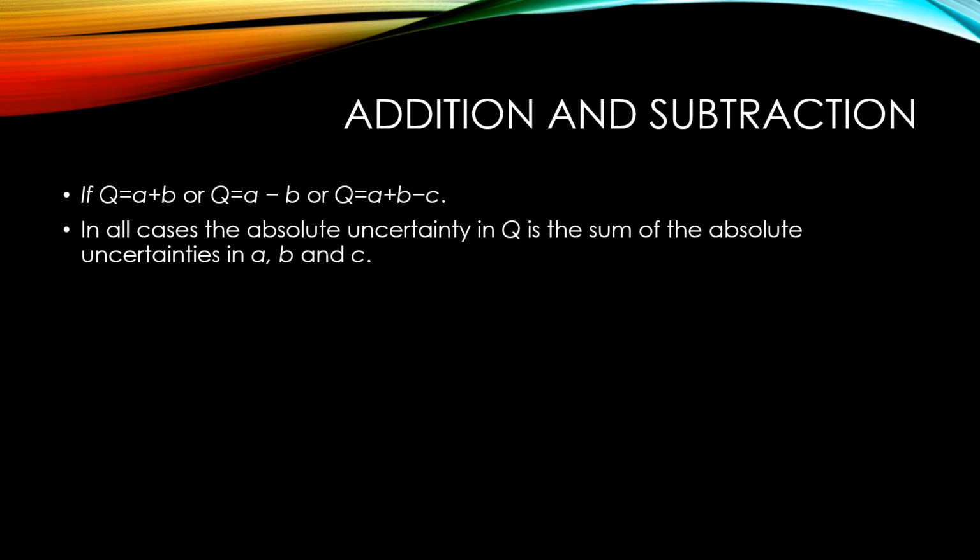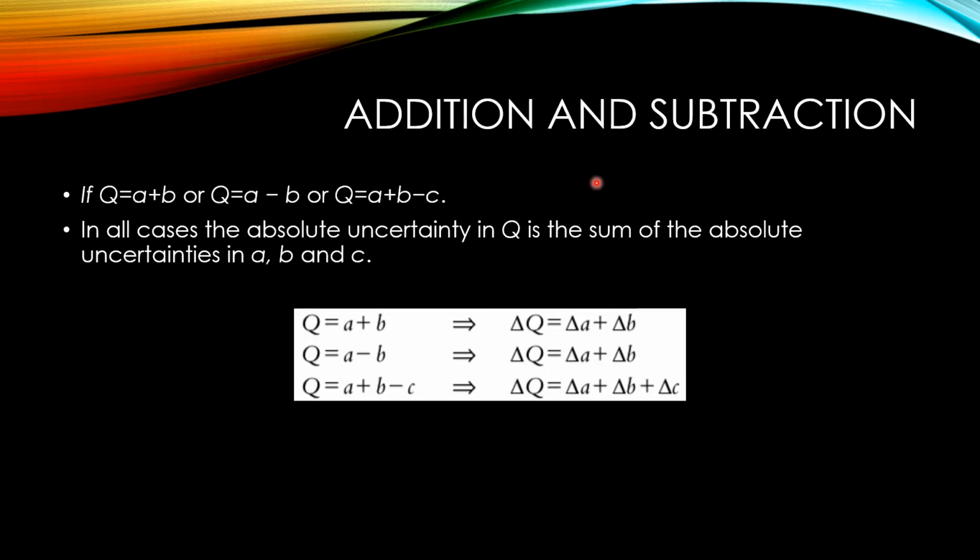In all cases, the absolute uncertainty in Q is the sum of the absolute uncertainties in the bits of which it's made. So in this case, A plus B minus C, the absolute uncertainty in Q is the absolute uncertainty in A plus the absolute uncertainty in B plus the absolute uncertainty in C. Now it's always plus. We never cancel out uncertainties. Uncertainties only ever get bigger. So here we have it with the deltas. Delta Q is the absolute uncertainty in Q. So that's equal to an absolute uncertainty in A plus the absolute uncertainty in B.